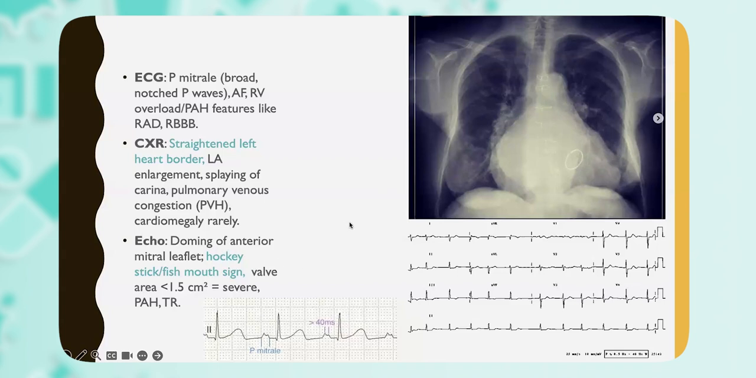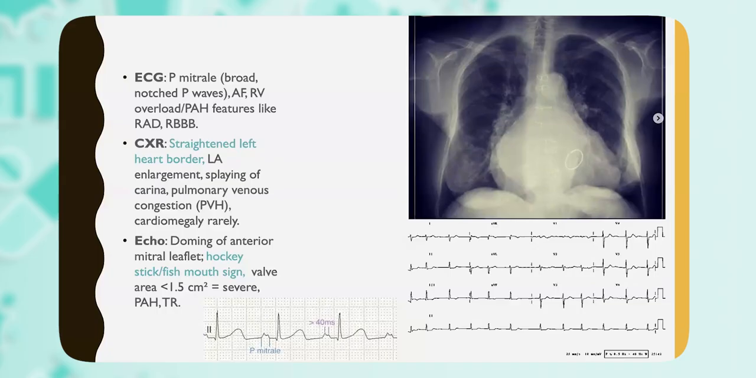In echo, there is doming of the anterior mitral leaflet, which is also called the hockey stick sign. On the short axis view, like the en-face view of the mitral valve, it appears thickened and like the mouth of a fish. So it is also called the fish mouth sign.